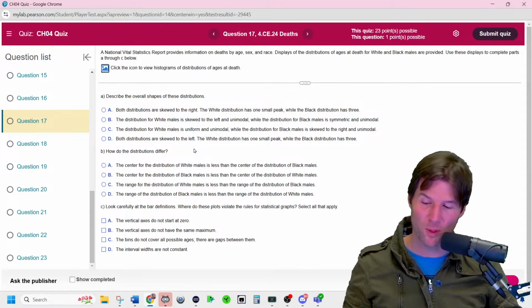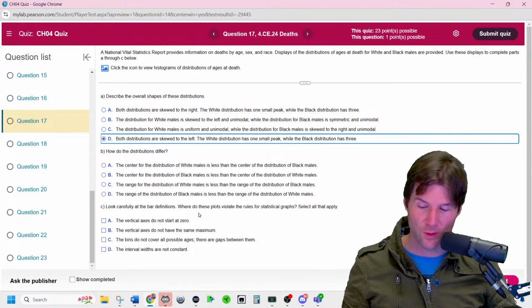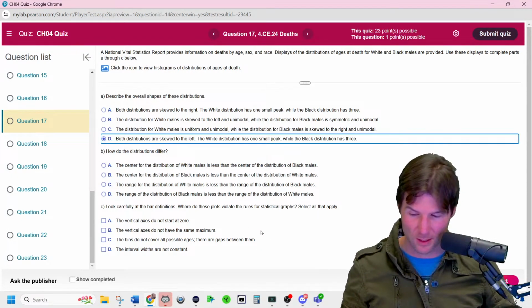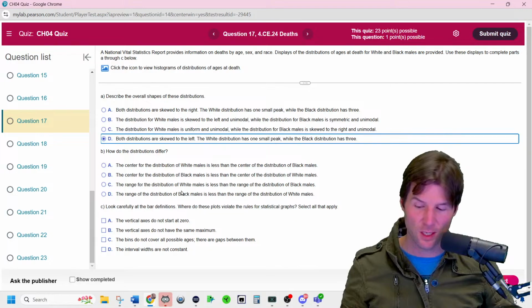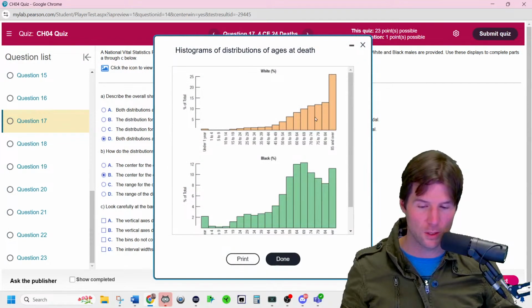Describe the overall shape of both of these. Both are very left skewed. How do the distributions differ? The distribution for black males has slightly more bimodality. It's going to have a lower center then, because of the pole. It's going to create a center here for white males and black males right there.